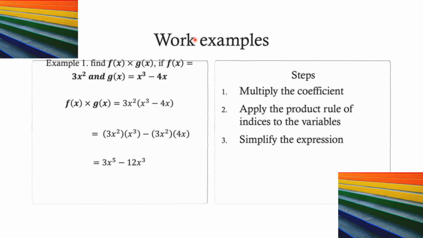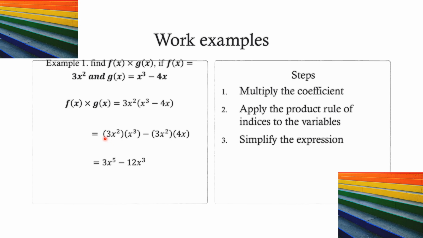So let's see an example. We have f(x) times g(x), with f(x) equal to 3x^2 and g(x) equal to x^3 minus 4x. Here f(x) times g(x) will be equal to 3x^2 times (x^3 minus 4x). This 3x^2 will be distributed to x^3 and minus 4x, so it will be 3x^2 times x^3 minus 3x^2 times 4x.